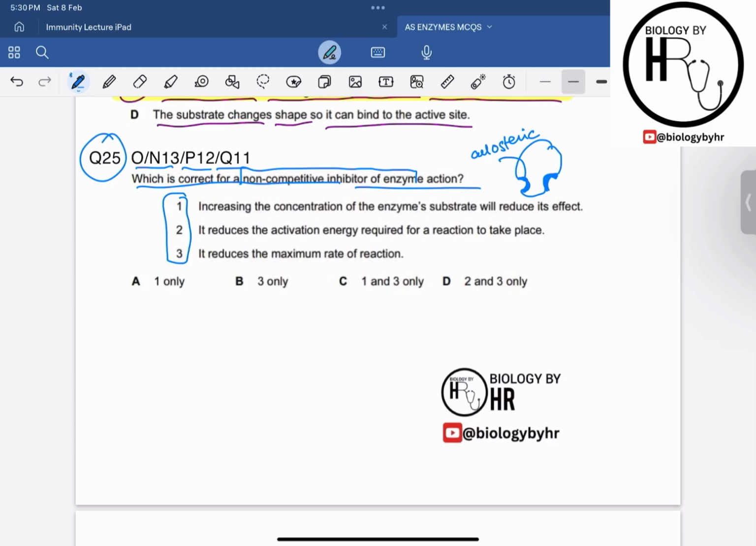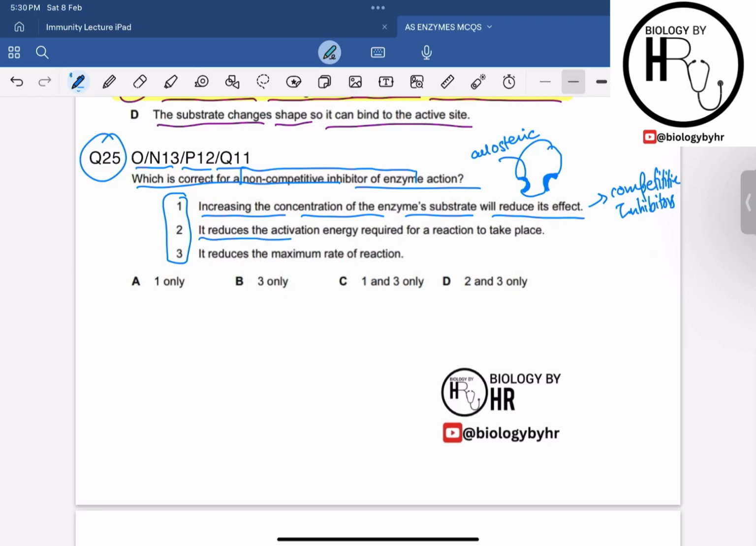Now they are saying that increasing the concentration of the enzyme substrate will reduce its effect. It is a key feature of competitive inhibition, where the competitive inhibitors are competing with the substrate, and if we increase the concentration of the substrate, the effect of the competitive inhibitors can be reduced and the enzyme activity may increase, right?